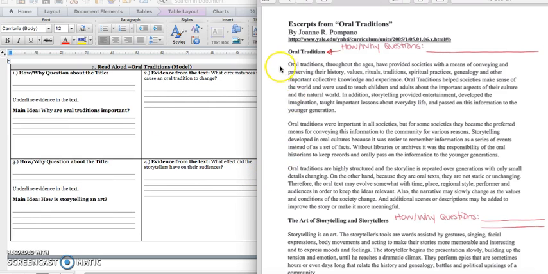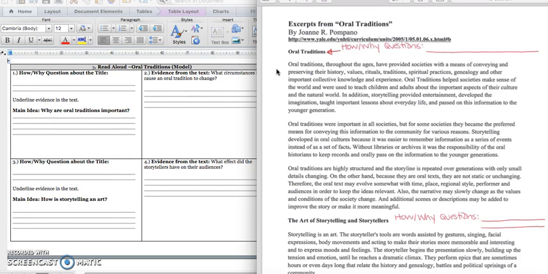And so in order to find the main idea, we are going to read these 3 paragraphs that have the section Oral Tradition, and we are going to underline the answer to that question we came up with. Why are oral traditions important? So as I'm reading out loud, have your pencil ready because I'm going to tell you what to underline.